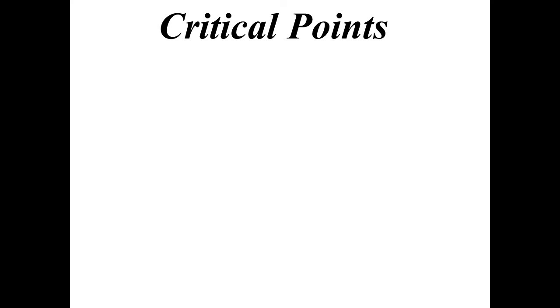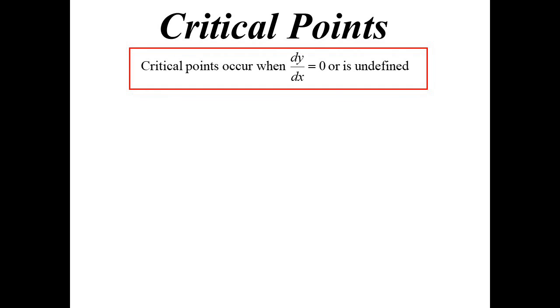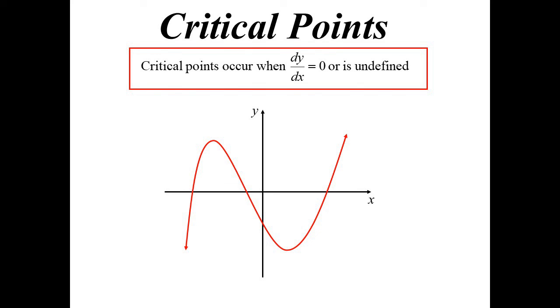Critical points. So critical points are the points on the curve where either of these things happen. Either the derivative is equal to 0, so the stationary points that we just talked about, or the derivative is undefined. So these are key points on a curve.